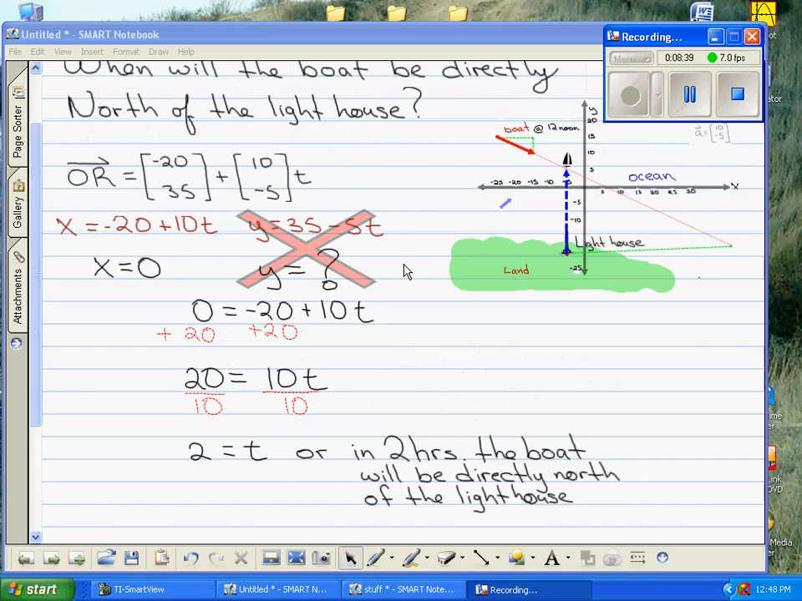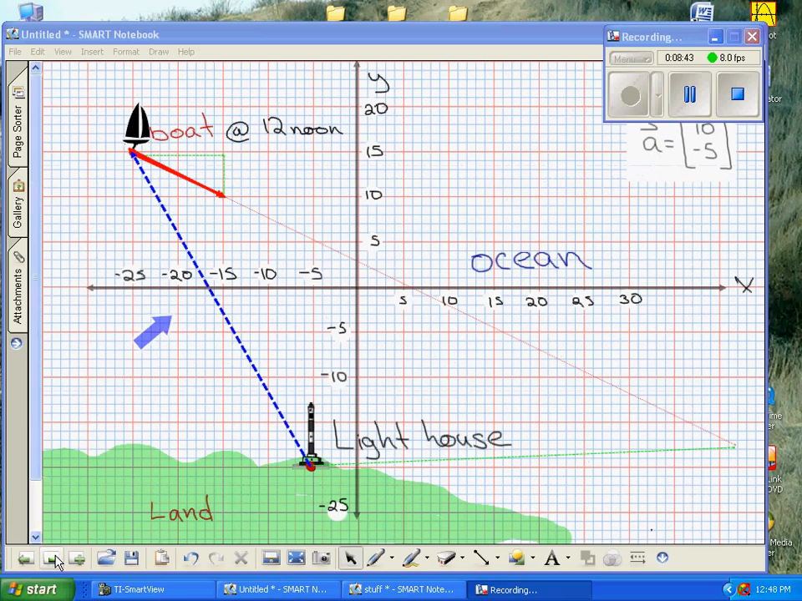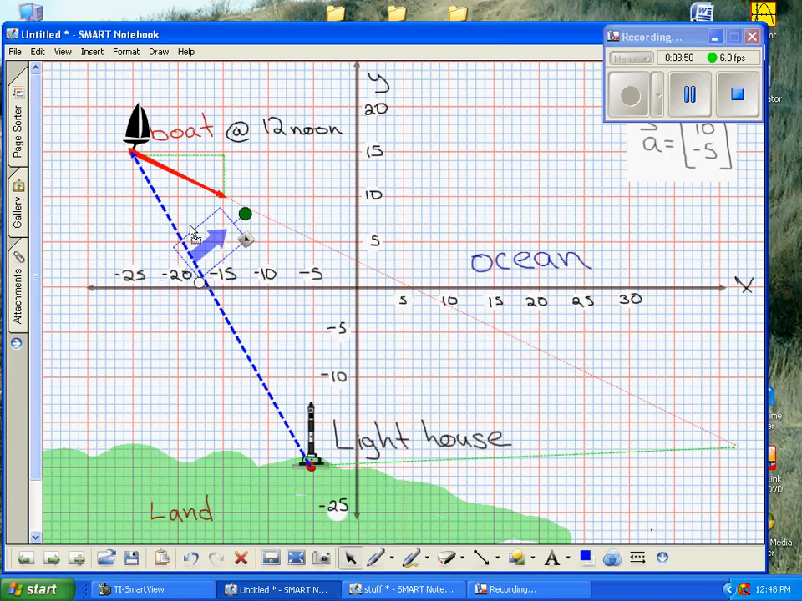Now, to see this pictorially, let's look at our picture here. Remember, this is how the boat is traveling. In 1 hour, the boat will travel right here. In 2 hours, the boat will go another one of these distances and will be right here. And as you can see from this vector, this is how the boat travels. In 2 hours, the boat will be directly north of us.